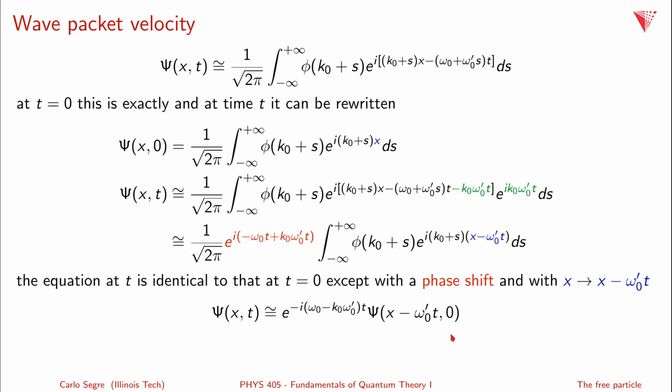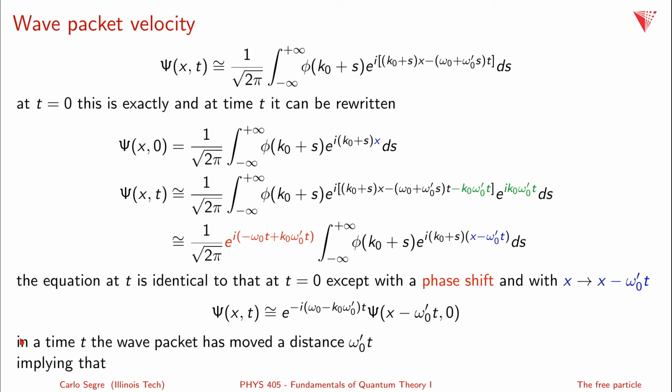But that really means I can write it like this. Psi of x and t, which is up here, is equal to the phase factor, e to the minus i omega naught minus k sub 0 omega prime naught times t, times the wave function at x minus omega prime 0 t, and time equals 0. What this means is that in a time t, the wave packet has moved a distance omega prime sub 0 t. It's just moved over.